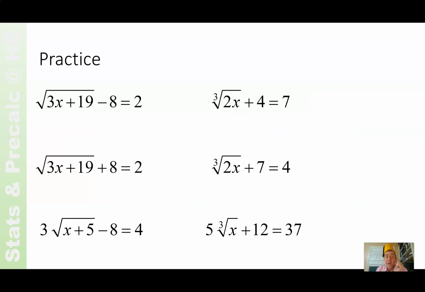Here's a couple practice questions. Take a minute and do those practice questions. A lot of them look the same, but they're slightly different. One trick though, however: you can take a cube root of a negative. So hit pause when you're ready. Hit pause back when you've got answers.